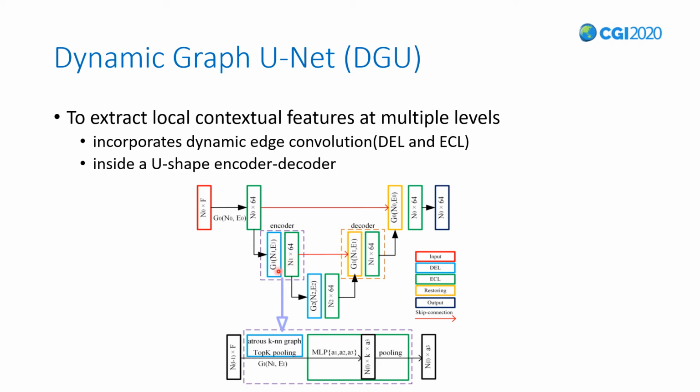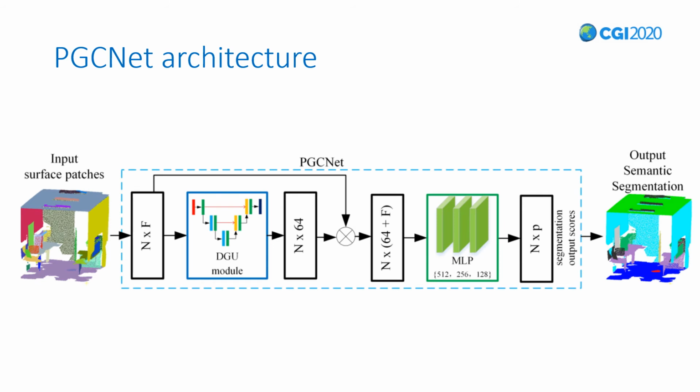The encoder consists of a dynamic edge layer and an edge convolution layer. Our dynamic graph unit consists of multi-level encoding blocks and corresponding decoding blocks with skip connections. The architecture of our network for indoor scene semantic segmentation is presented as you can see.